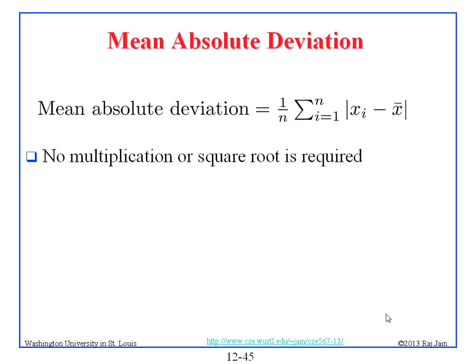Next we have mean absolute deviation. Here we don't care how far you are from the mean, whether you are lower or above. We just take the difference from the mean, take the absolute value, and then we average. This is somewhat similar to standard deviation, but not exactly, because for standard deviation you would have taken the square and then the square root. Here we are just taking the absolute value.